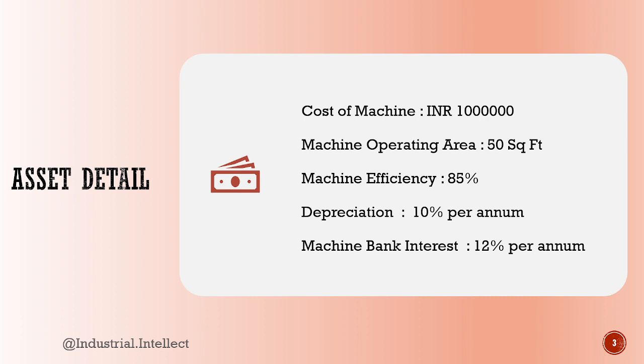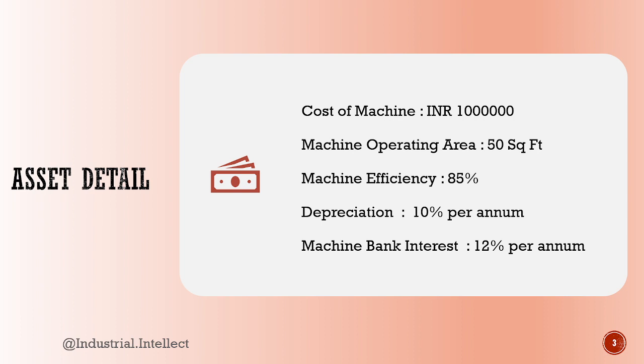Then the machine efficiency is 85%. It will never be 100%. There would be breakdowns, there would be maintenance, and so many other factors. Considering that, the efficiency of a machine would be 80 to 85%. Normally 85% is considered for calculation.